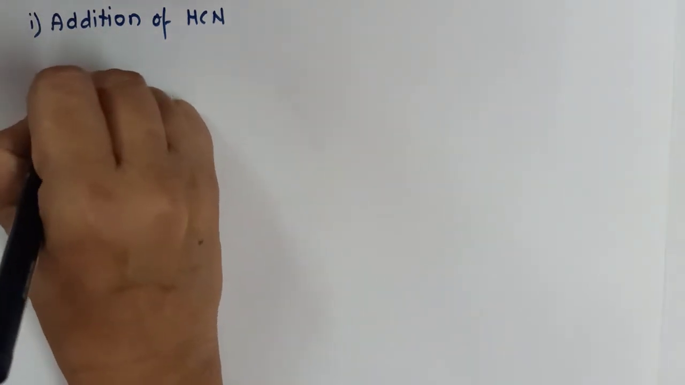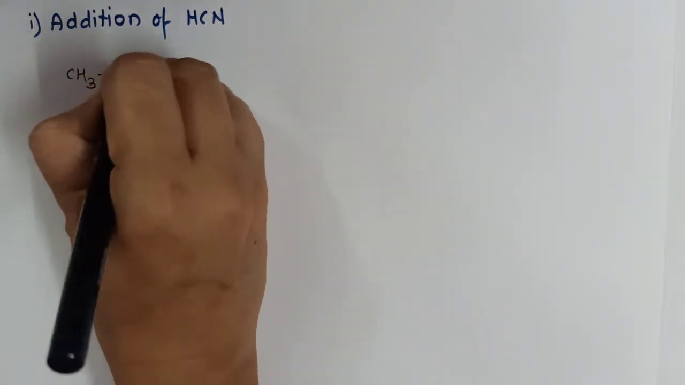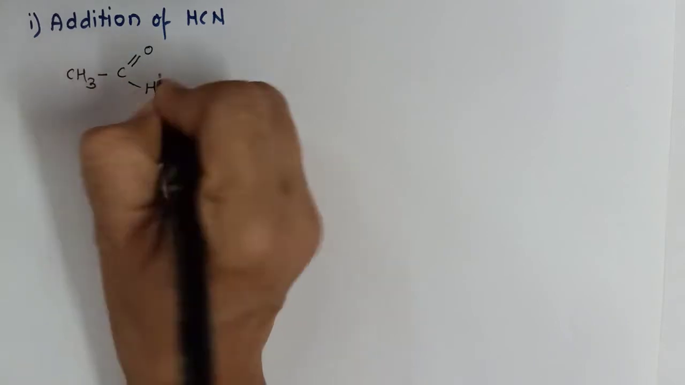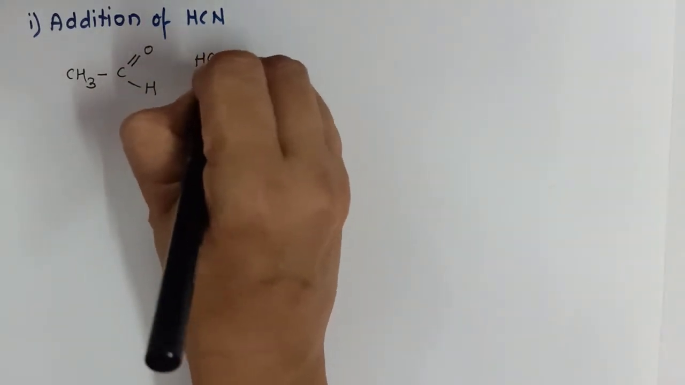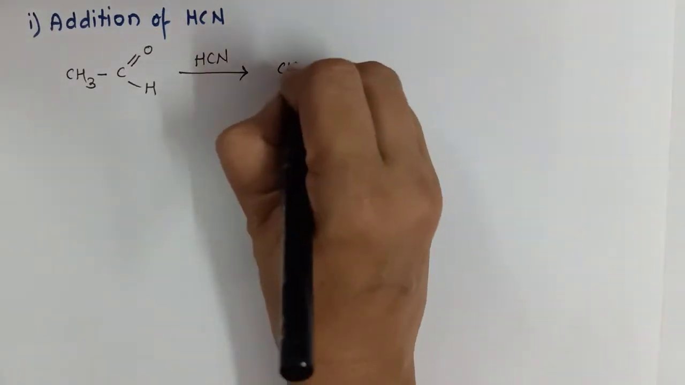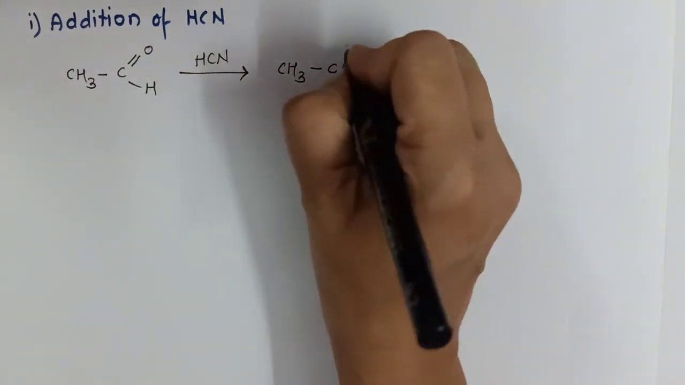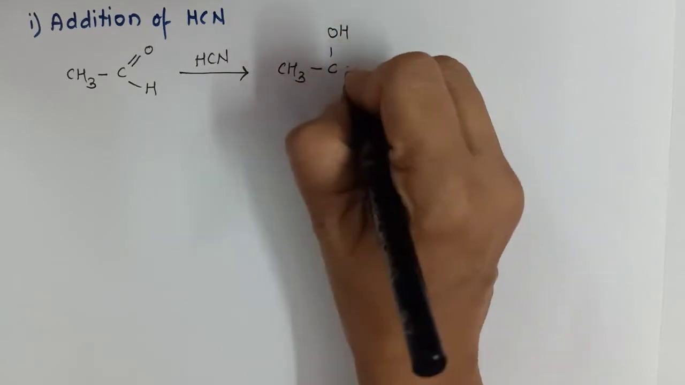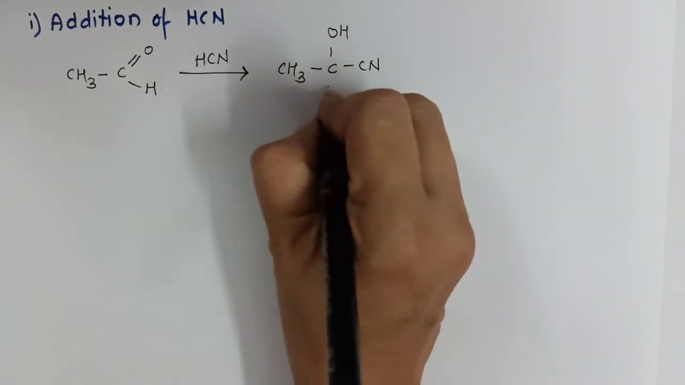So let us begin with the first nucleophilic addition reaction, addition of hydrogen cyanide. I will explain with respect to ethanal. A carbonyl compound when treated with hydrogen cyanide will give a product called cyanohydrin.